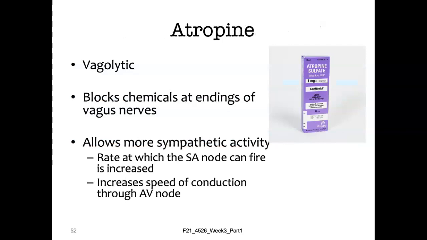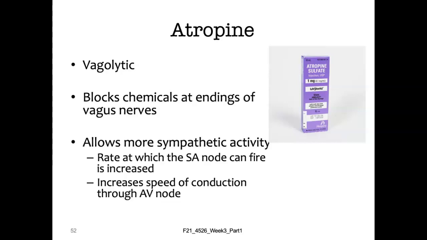So what's atropine? It's a vagolytic. Remember I talked about the vagus stimulation? So it blocks the chemicals at the ending of the vagus nerve. When you stimulate the vagus nerve, it causes bradycardia. It stimulates the parasympathetic nervous system.